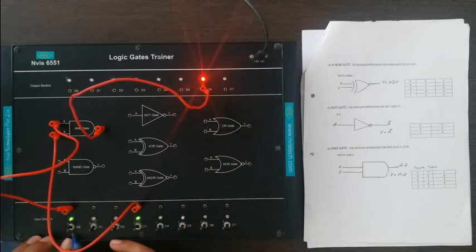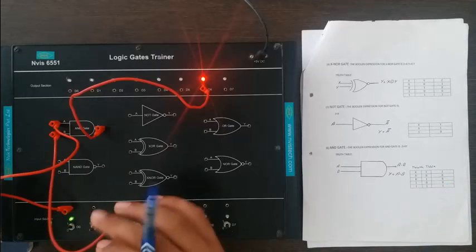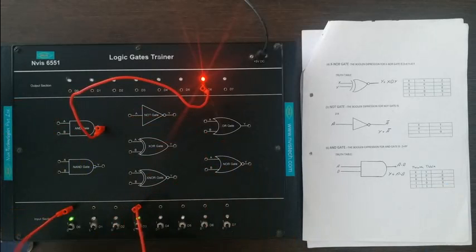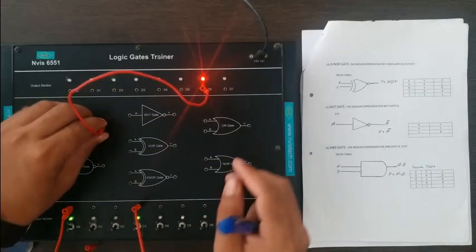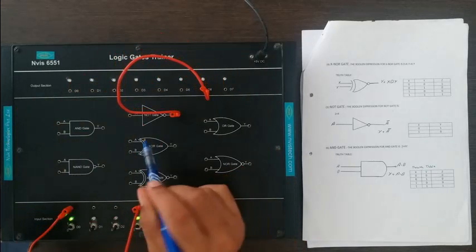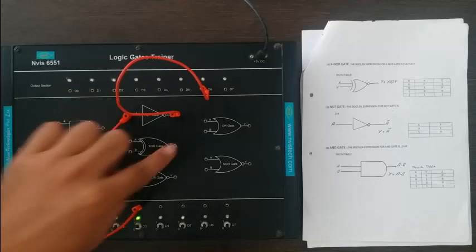When both the inputs are high, your output should be 1. So you can see here this is your AND gate operation. The second gate is the NOT gate. Your NOT gate is a single input and single output gate, only one input and one output.